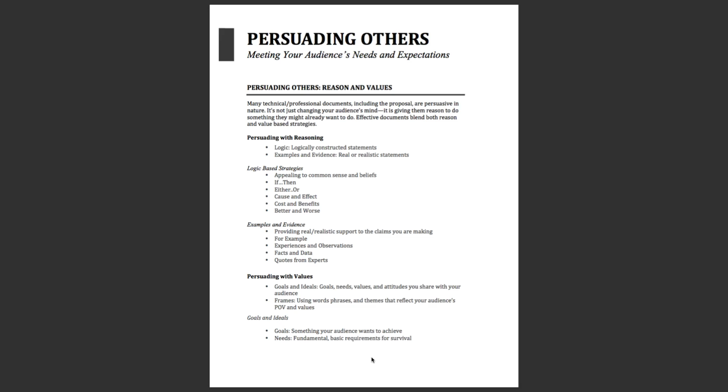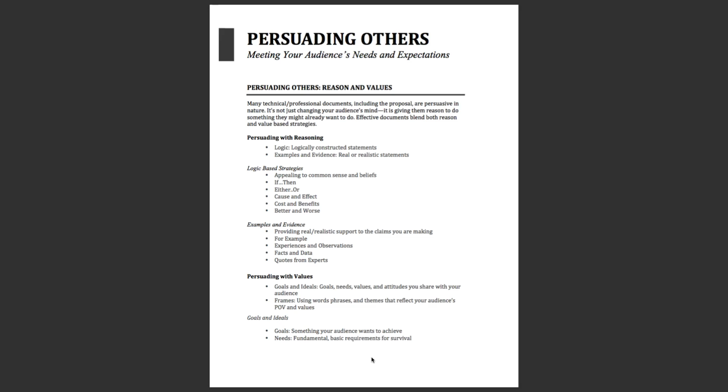These are statements thinking of if and then, or better and worse, or cause and effect, things that we would see in the problem statement of our proposal. This is where you probably would be appealing to their common sense and beliefs. You're really trying to illustrate what's going on, what's the situation, and what happens if this doesn't get solved.